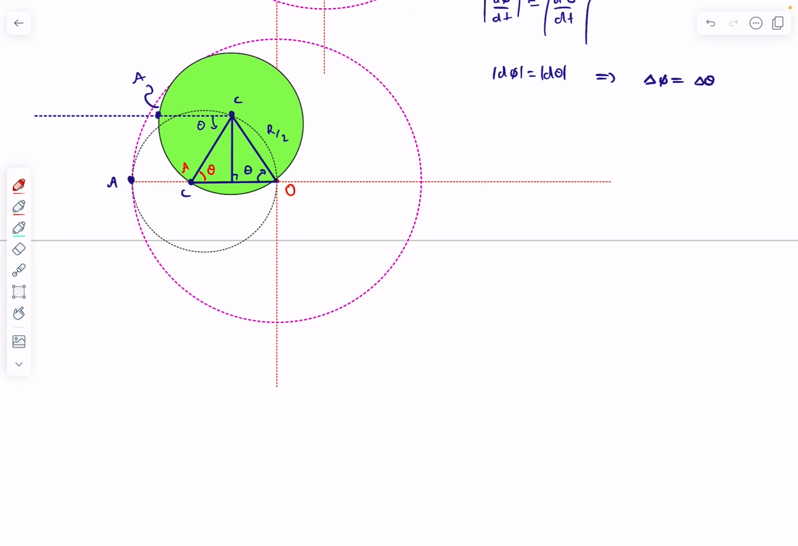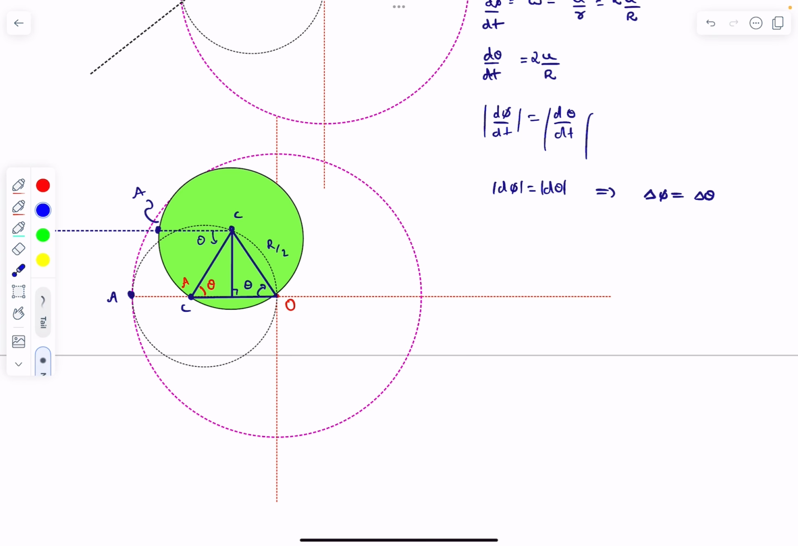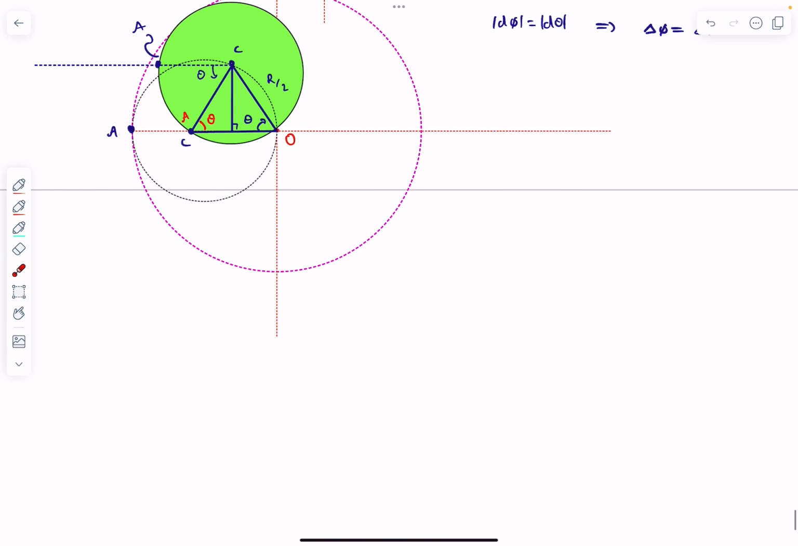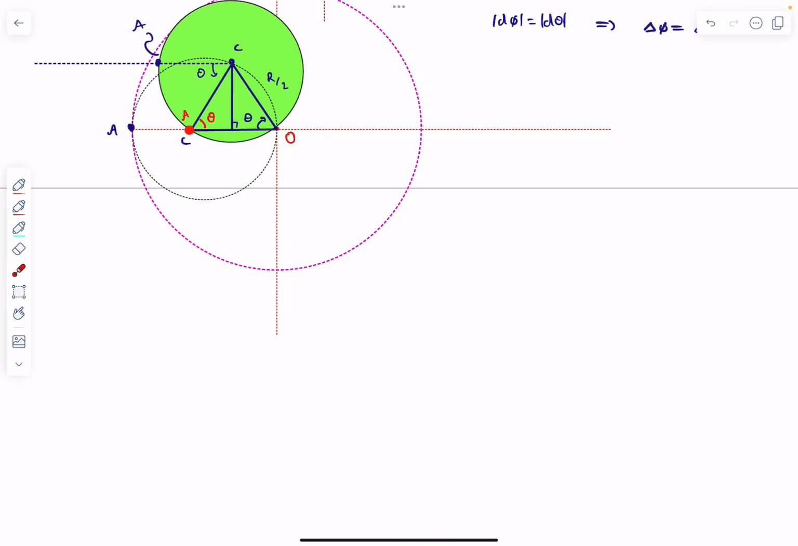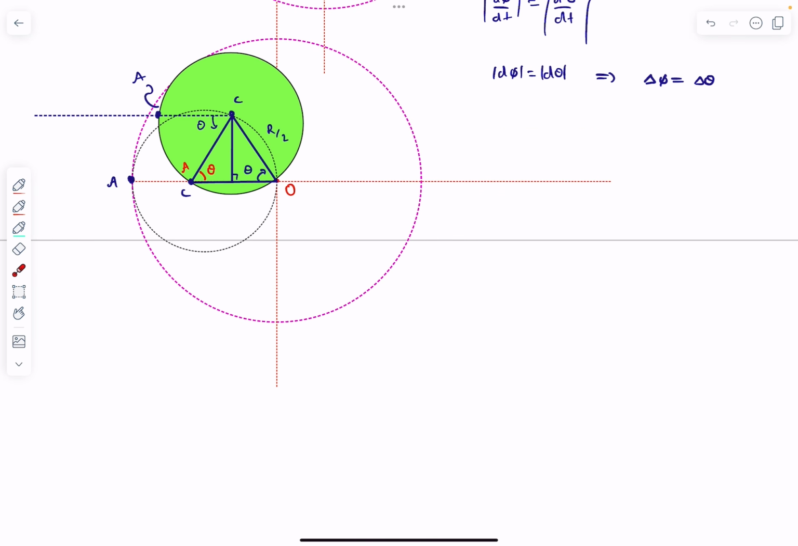Now it looks like A and C actually coincide, but that's because of the diagram, right? A is at a different distance from O as compared to C. So from this diagram, we see an interesting result: A actually lies on the x-axis itself. This is because the theta rotation and the phi rotation are actually equal and opposite.